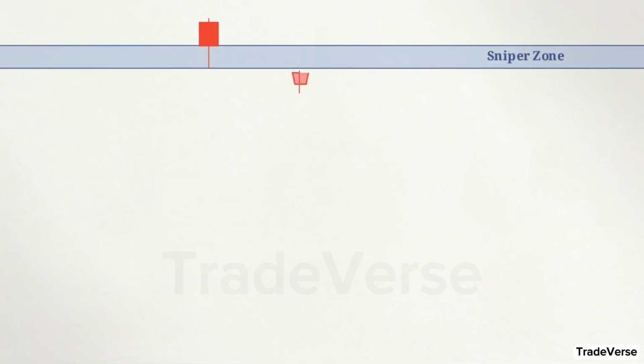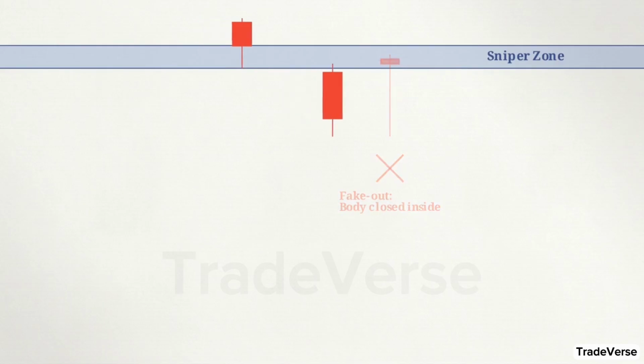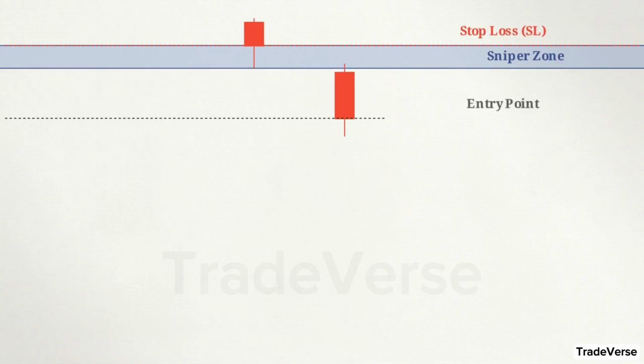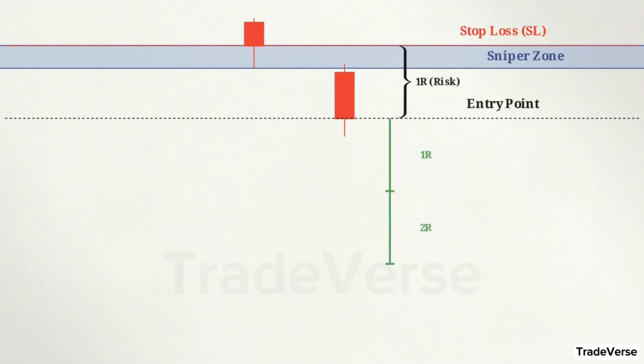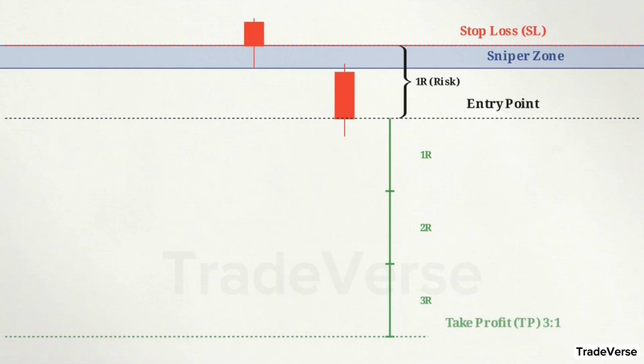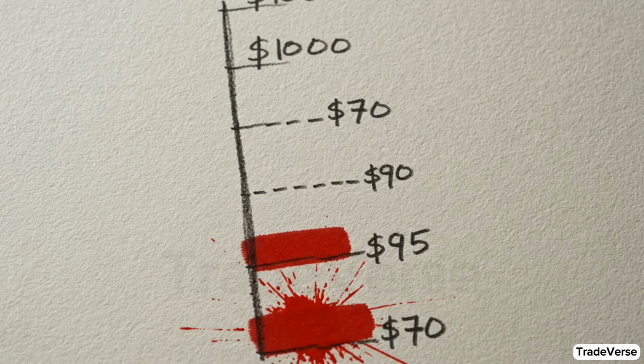The entry trigger occurs when a 1-minute candle moves out of the rectangle and closes completely outside of it. If a candle just pokes through the box without closing, stay out of the trade. Your stop loss is placed exactly above the high of the original wick. For your take profit, look for a strict 3-to-1 reward ratio or the next major structural level on the chart.